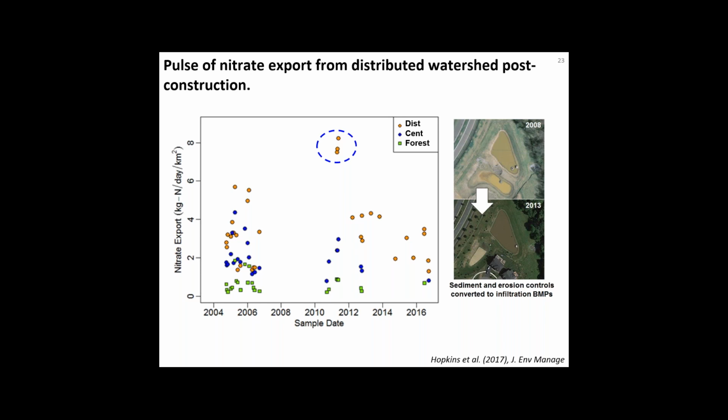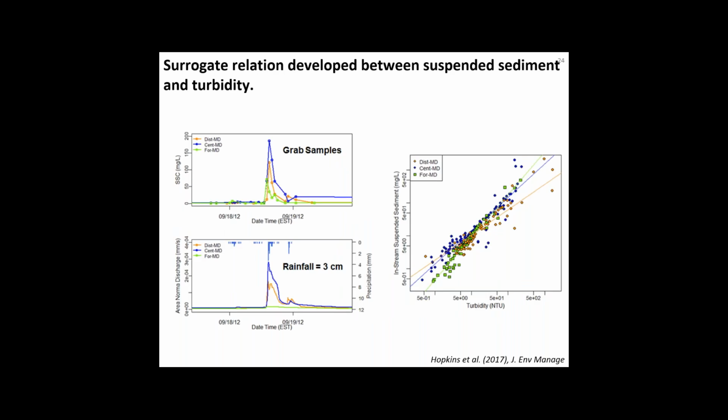water within the watershed. And then we also looked at storm events. During 2010 to 2012, a series of storm events were sampled within these three watersheds, a series of grab samples, and then also there was a turbidity sensor installed in each of the streams. So we developed a surrogate relationship between suspended sediment concentrations and turbidity to predict suspended sediment concentrations for time periods when we didn't have grab samples.